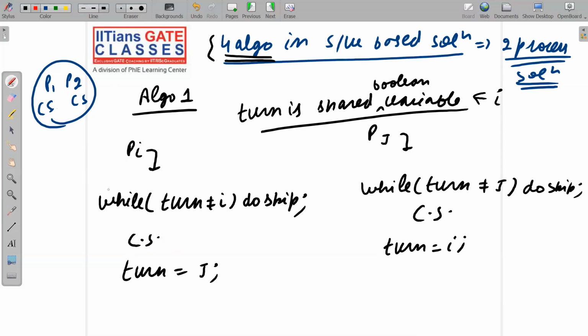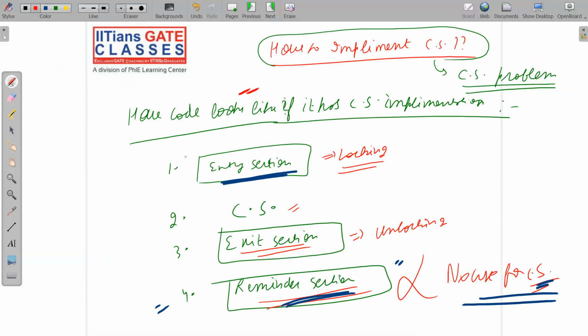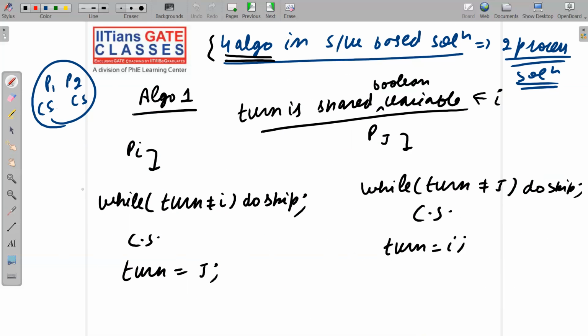Now, this is the entry section. I have told you how the code of a solution will look like in the previous lecture itself. The code looks like: entry section, then CS, then exit section, and then remainder section. So this is the entry section, where locking will be applied. Same is the case here, entry section. And this is the CS obviously, and this is the exit section, and here we can have the remainder section also. And remainder section is of no use.